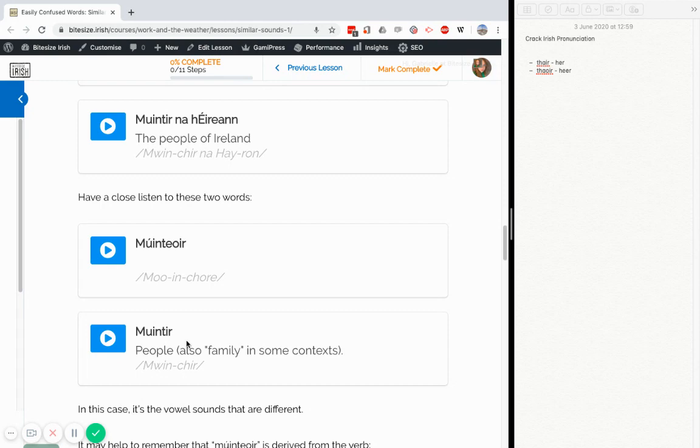This means your family, your extended family, or your people. And the UI here sounds like 'win', winter. So if we have a look, our differences are múinteoir and muintir. Our U with the fada sounds like 'moo', and then the 'tior'. And if we look at muintir, it's like 'win'.